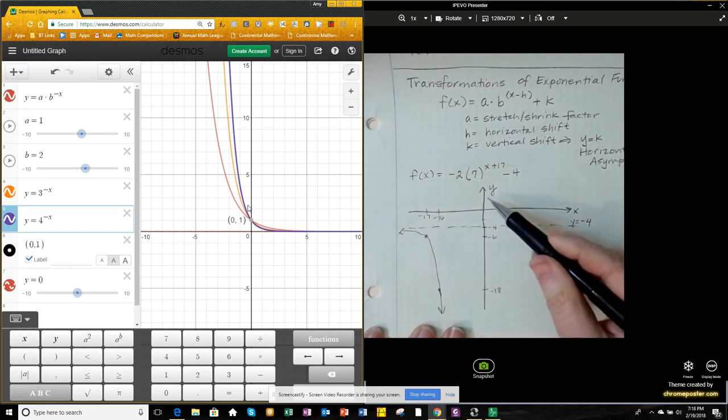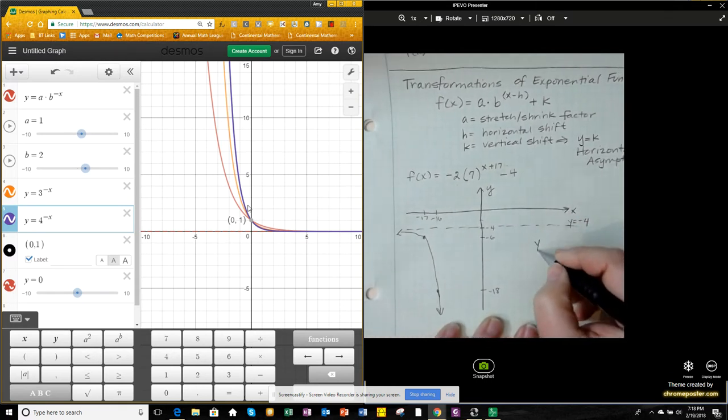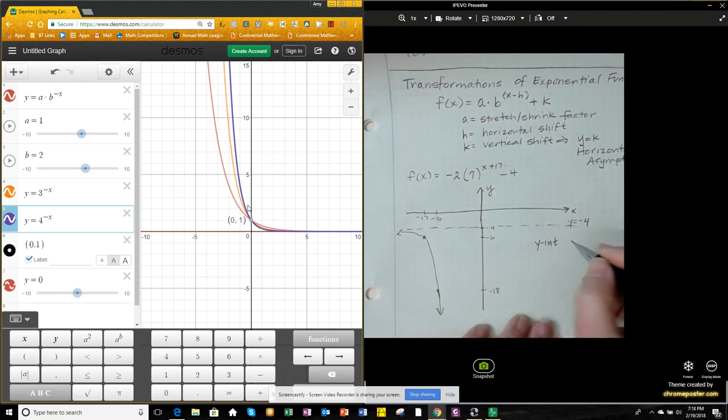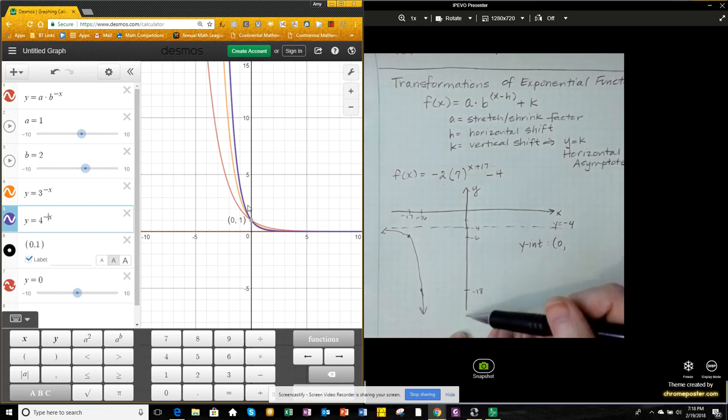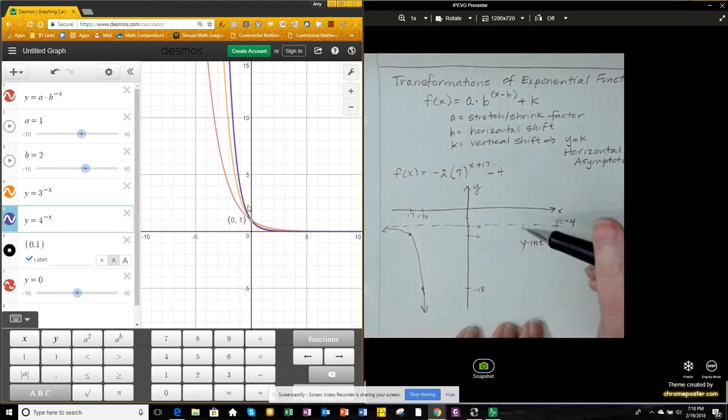And if I wanted to know what the value was for the y-intercept, what would we do? We would put in 0 for x. So we plug 0 in for x. Let's figure out what it would be when it eventually hits this y-axis here.